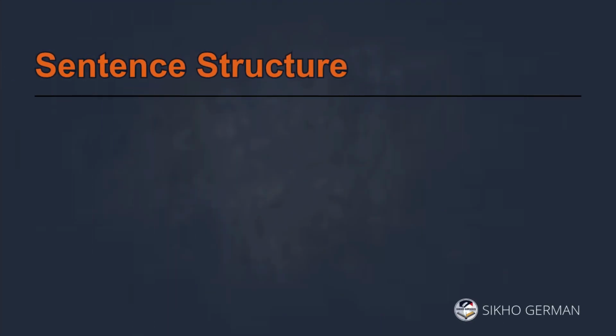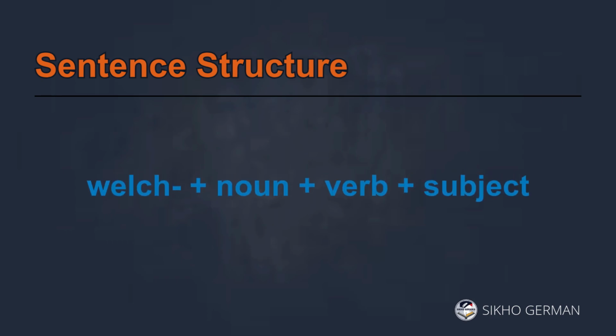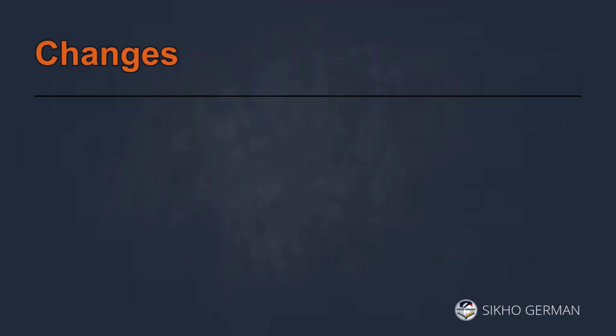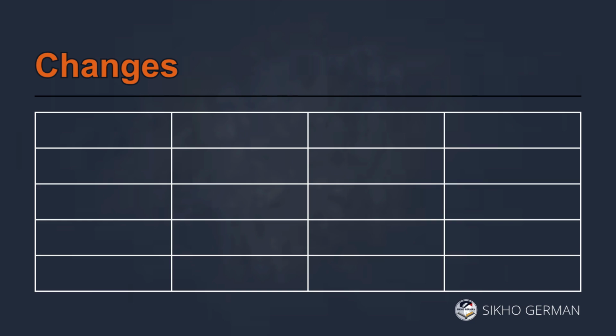Now that we know the basic rule, let's look at the sentence structure. The structure is very specific. Welch form plus noun plus verb plus subject. Because the Welch word and the noun count together as the first position, the verb stays firmly in the second position. Let's see how Welch changes.